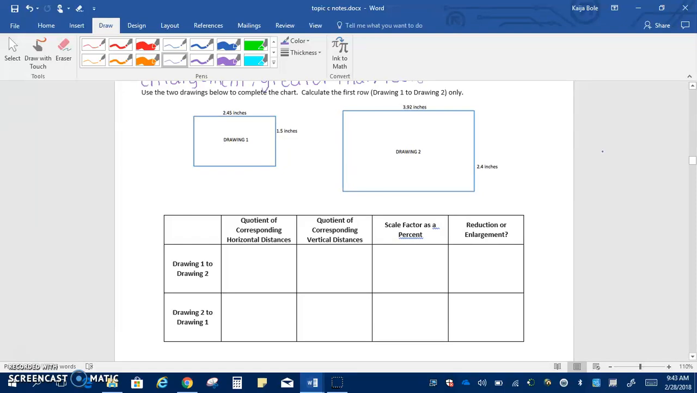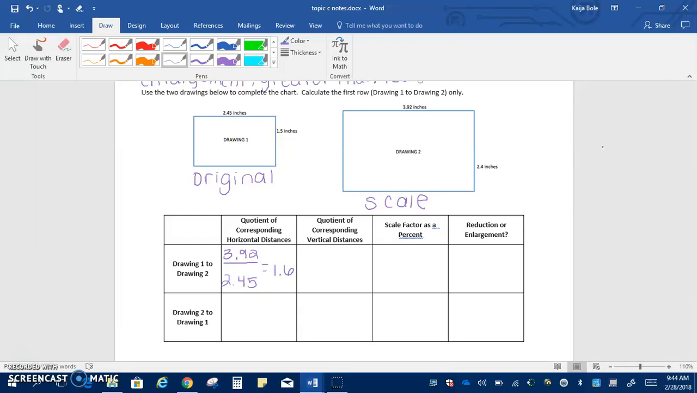Calculate the first row, drawing 1 to drawing 2 only. So drawing 1 to drawing 2 means drawing 1 is going to be our original, and drawing 2 is going to be our scale. So remember that our scale factor is scale over original. So if we're looking here, the horizontal distances, scale over original, means we would have 3.92 over 2.45. And when you divide that in your calculator, you get 1.6.